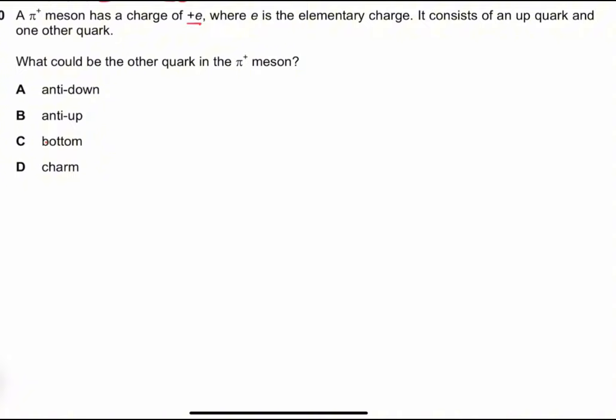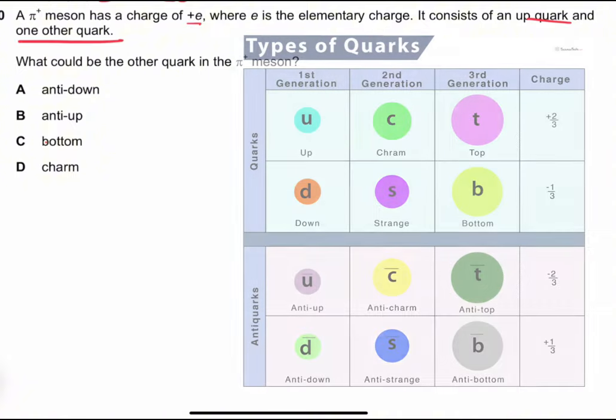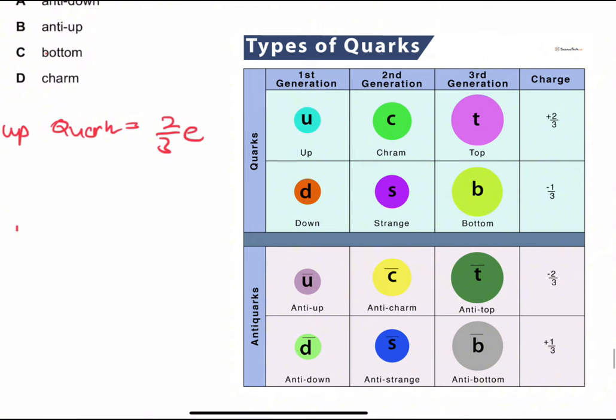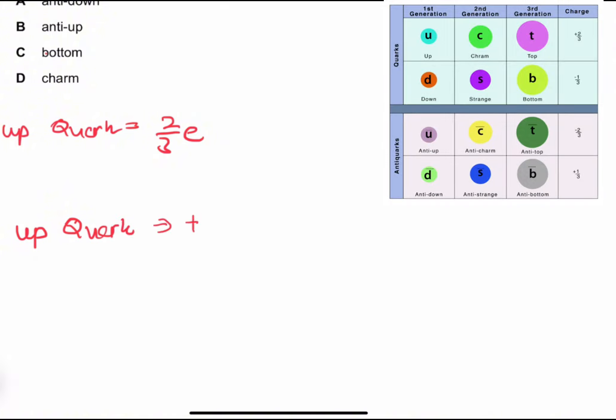The last question of our paper: we're given a positively charged pion, a meson, with a charge of plus E. It consists of an up quark and one other quark. What could that quark be? Since we're given a charge of E, we know that up quarks have a charge of 2 over 3 E. As you can see on the right, I've given you all the particles you need for AS fundamental particles. I need you to know these charges by heart. How do I know them? If you look at an up quark, the mere fact that it's up means it has to be positive, 2 over 3. If it's down, it's negative 1 over 3.